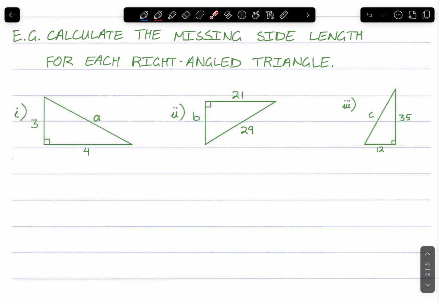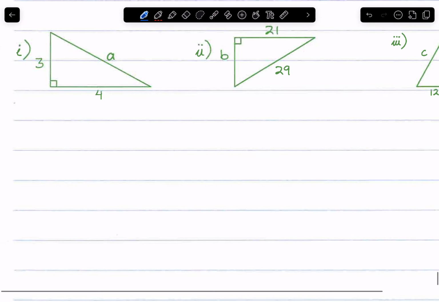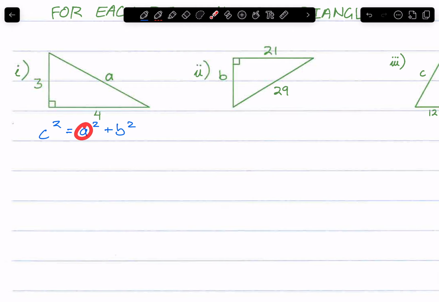So now for all of these, we know that these are right-angled triangles, as we can see here. There's a little box. And before we even begin, I'm going to write out our formula. c squared equals a squared plus b squared. Now let's not be confused that a and b correspond to the letter a. Remember that c in the formula is always the hypotenuse. So the box is pointing to our hypotenuse.